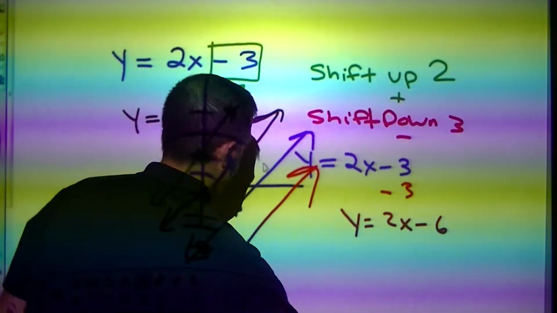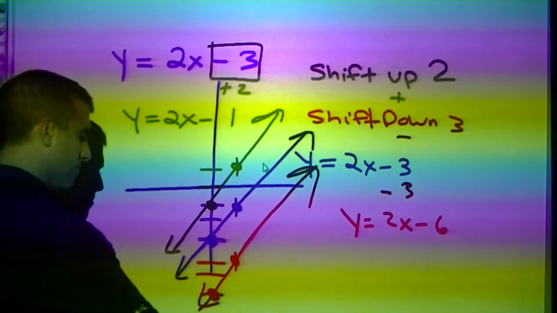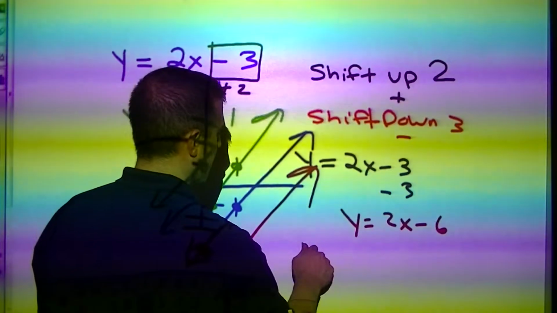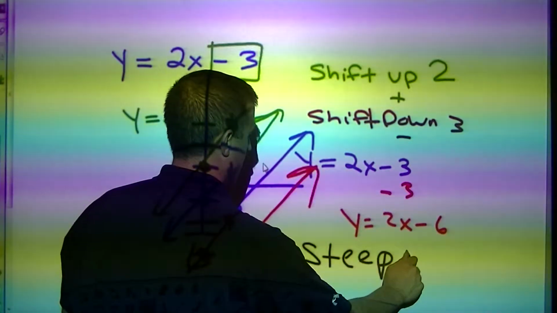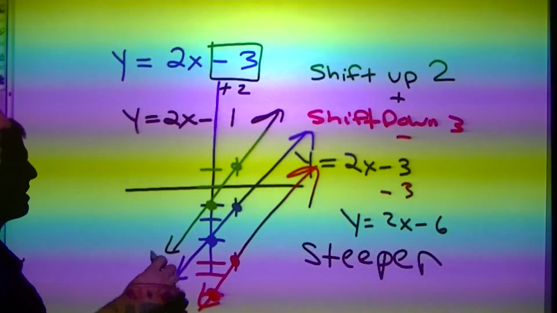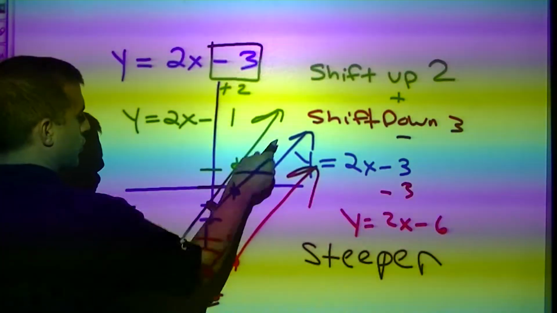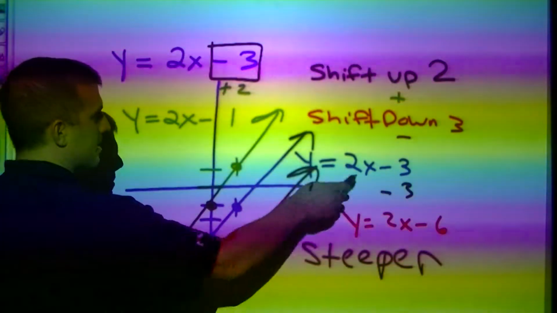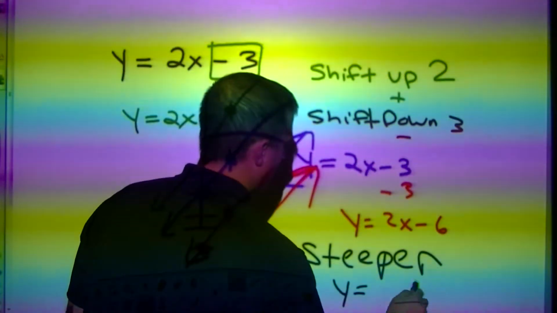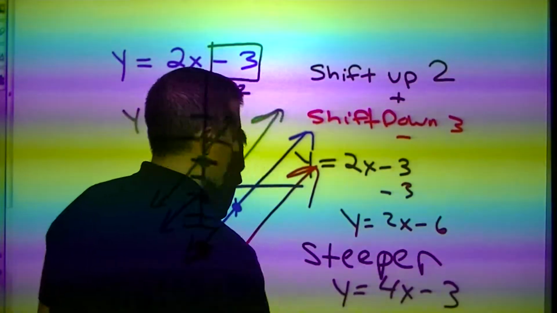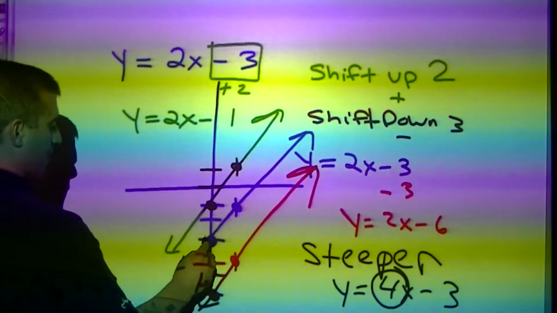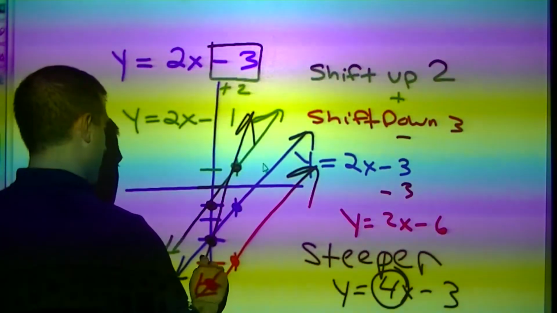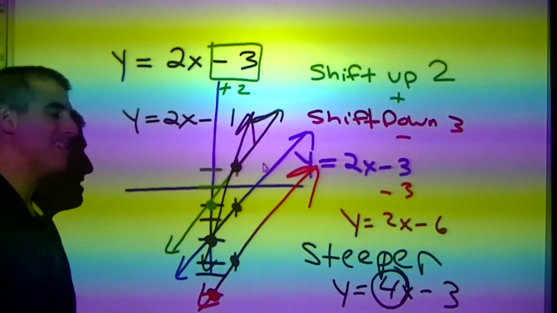The last type of transformation is to make it steeper. If you look at the slope, my slope is 2. A steeper slope would be this way. So instead of going up 2, let's say I went up 4. That's going to be a steeper slope. From here, it's up 1, 2, 3, 4 over 1, and my black line there is going to be steeper.